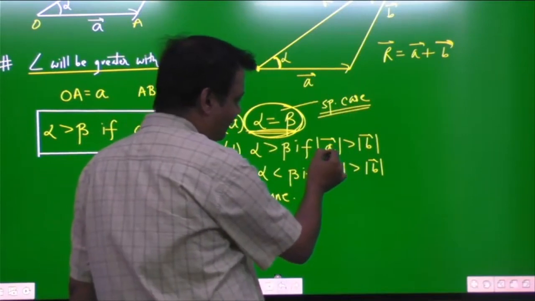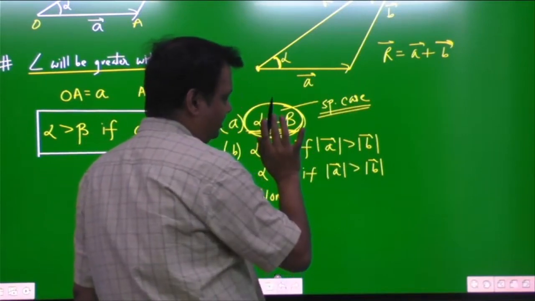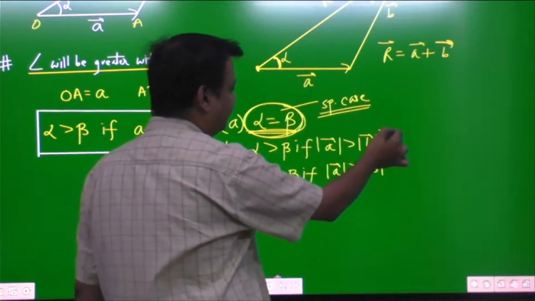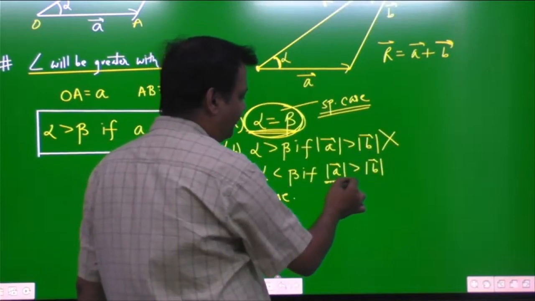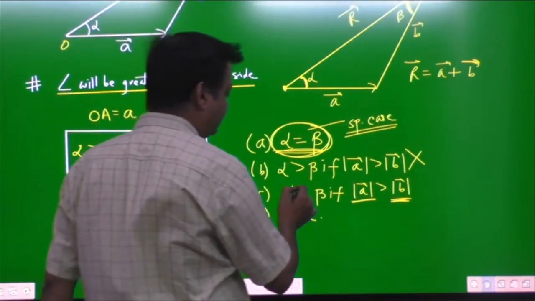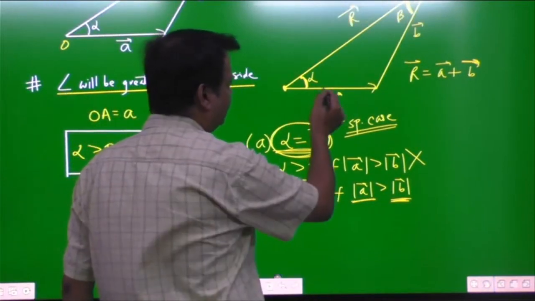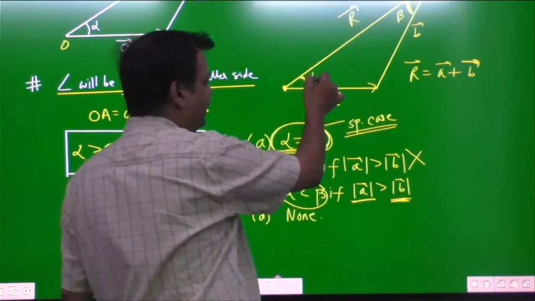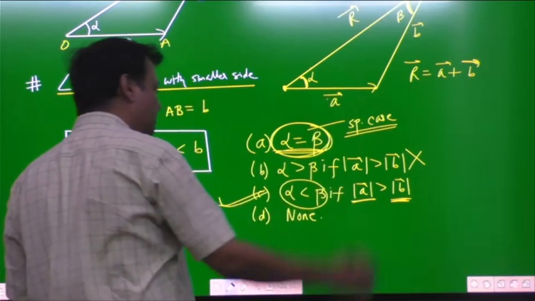Now, if magnitude of A is greater than magnitude of B, then the angle of R with A will be smaller. So this option is incorrect. If magnitude of A is greater than the magnitude of B, then applying the basic property of triangle, alpha will be less than beta. Because if A is greater than B, A will be the greater side, so the angle with A will be smaller. So option C is the correct option.